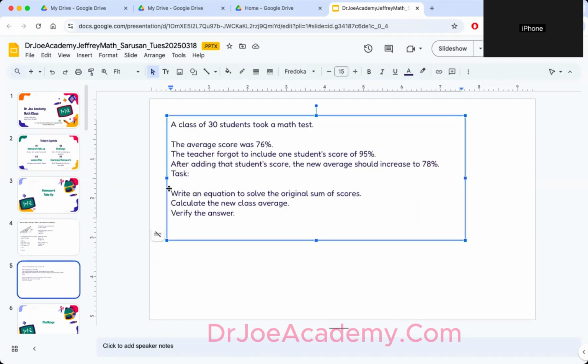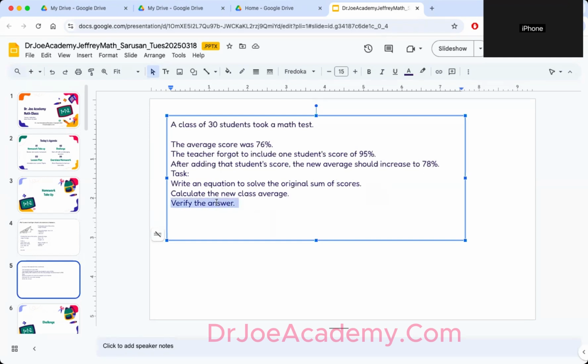This time we have a word problem. So a class of 30 students took a math test. The average score was 76%. The teacher forgot to include one student's score of 95%. After adding that student's score, the new average should increase to 78%. So your task is to write an equation to solve the original sum of scores, calculate the new class average, and verify your answer.